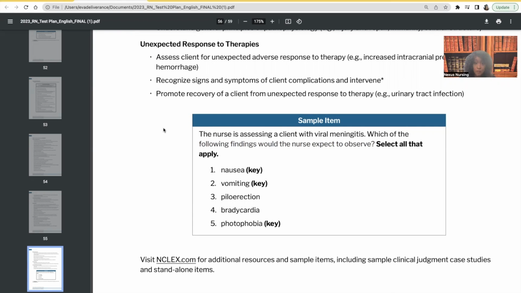Nausea, true. Vomiting, true. Piloerection, false. What is piloerection? You know how you get goosebumps and the hair on your arm just stands up? That's what piloerection is. That's not a clinical manifestation of meningitis. Bradycardia, false. If anything, with that patient not feeling so well, very often we'll see tachycardia. And 5, photophobia, where they can't stand light. That's true. That patient with meningitis doesn't want to be in a dim room because that light is agitating to them. So the correct answer is 1, 2, and 5.